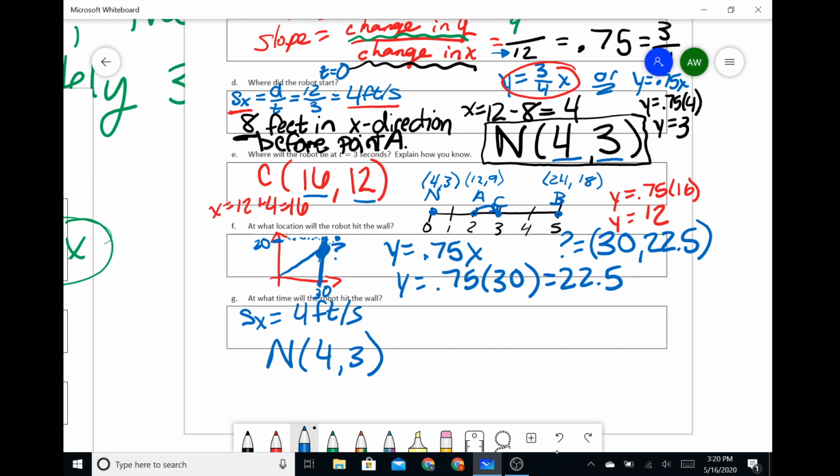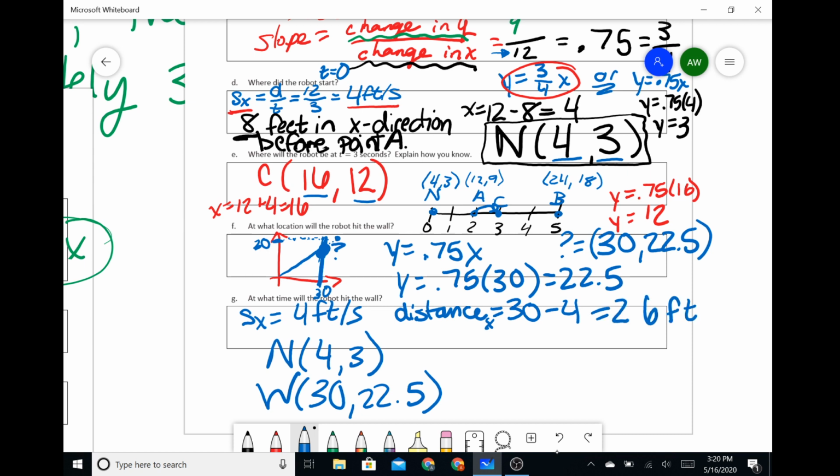When we hit the wall, we're at 30, 22.5. I'm going to label this W for wall. Hopefully that's not too confusing. So how far did we travel in the x direction in total from the time that we started to when we hit the wall? Well, that's just going to be 30 minus 4, which is 26 total, right? So our distance is 30 minus 4, because we're just looking in the x direction. Our distance in the x direction is 26 feet.